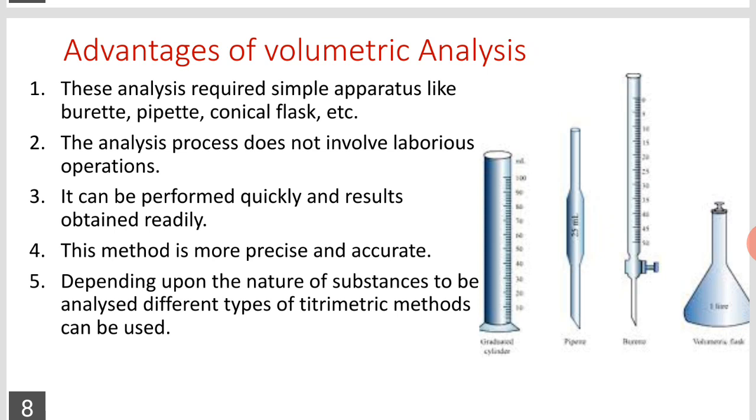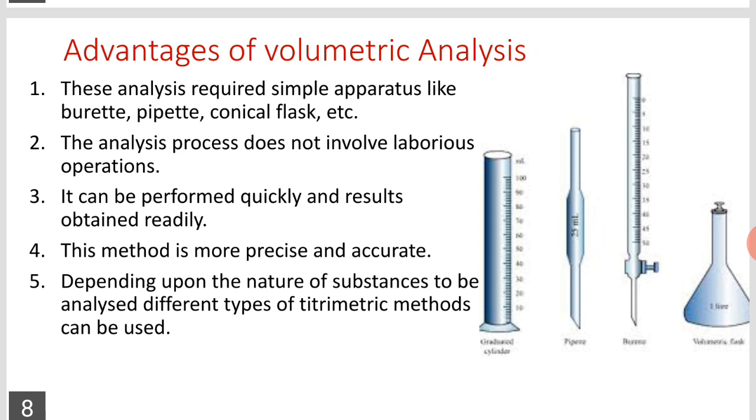Now see the advantages of volumetric analysis. These analyses require simple apparatus like a burette, pipette, conical flask, etc. The analysis process does not involve laborious work. We have to take one small burette, pipette, and conical flask, and we can get the result immediately. It can be performed quickly and the results are obtained readily. This method is more precise and accurate.